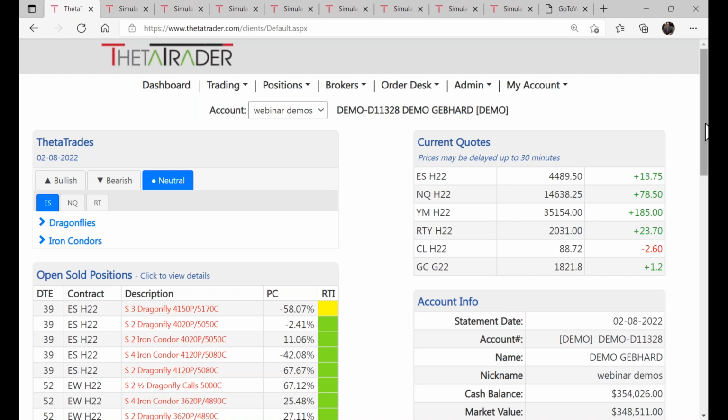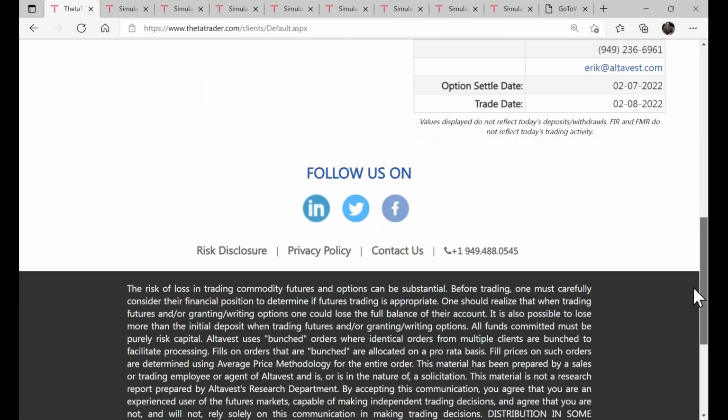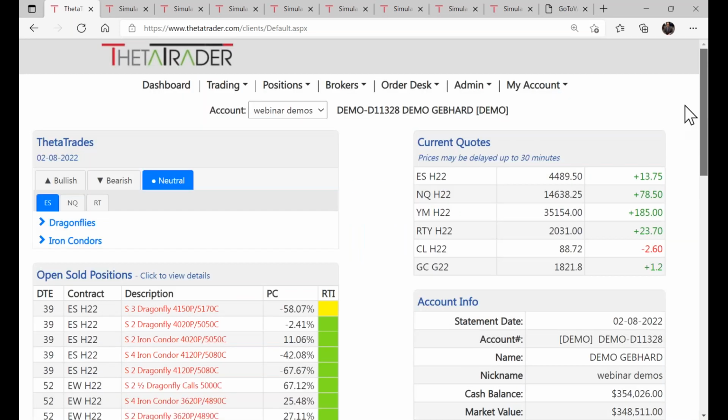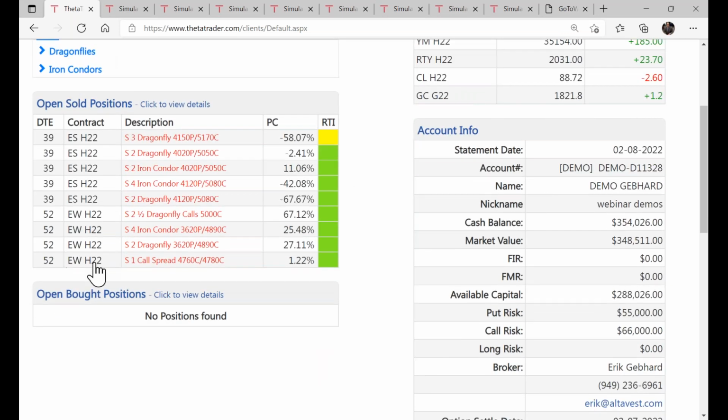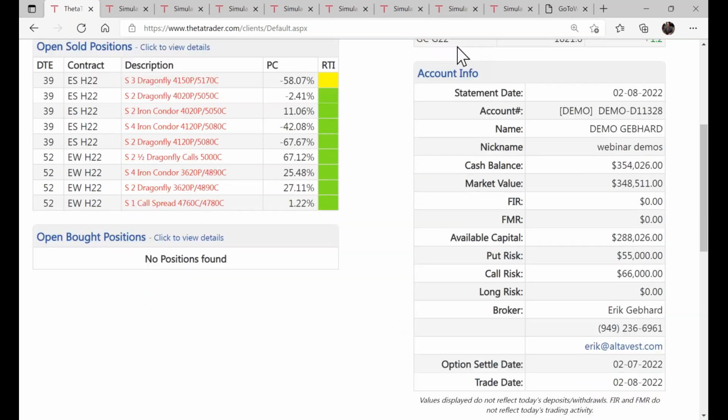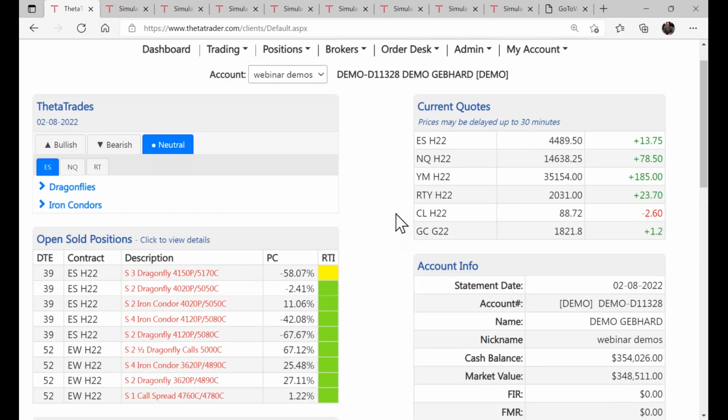So here we have Theta Trader. This is the dashboard for Theta Trader. And I'll describe here just briefly, this section are the Theta trades. These are algo generated. These are open short positions here in this demo account. Any open long or bought positions would be here. And then this is your account info. This is all pulled directly from your AltaVest trading account. So this is AltaVest technology for us and our clients. And then any current quotes would be right here.